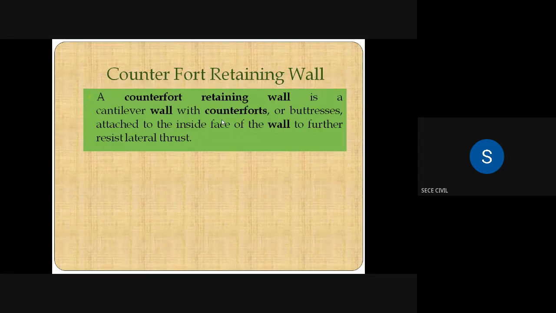In a counterfort retaining wall, the counterforts are provided at the back side of the retaining wall, but in a buttress retaining wall, the buttresses are provided. The same counterforts, but we are naming them as buttresses, are provided at the front side of the retaining wall.